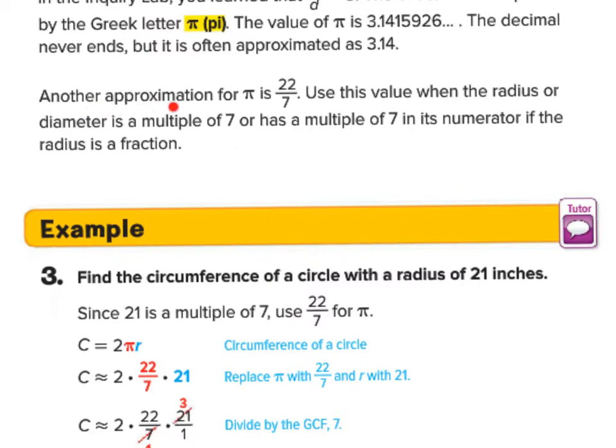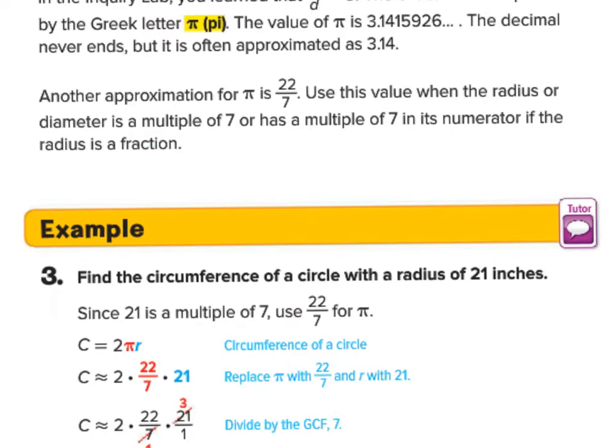Another approximation for pi is 22 divided by 7. But we know that 22 divided by 7 cannot happen unless you get a decimal. 21 divided by 7 is 3. 22 divided by 7 is 3.3 bar notation, right? Use this value when the radius or diameter is a multiple of 7. This will give you a more exact number, by the way. Or has a multiple of 7 in its numerator if the radius is a fraction.